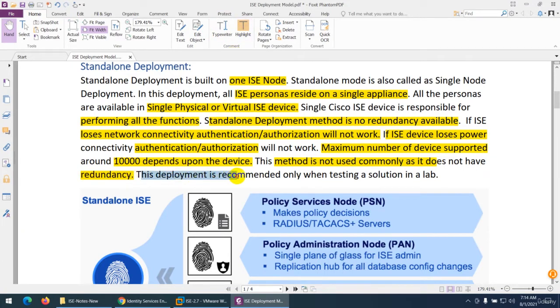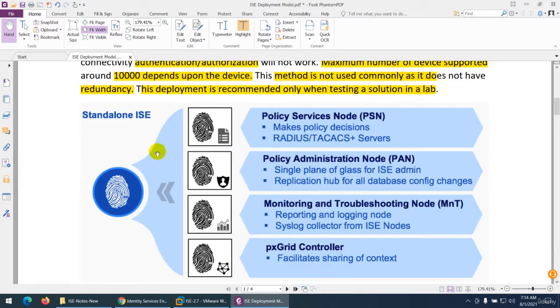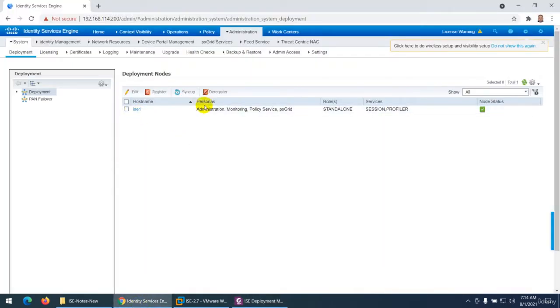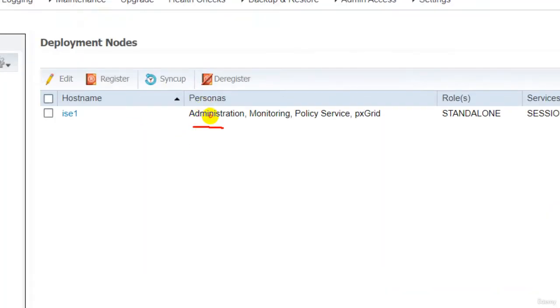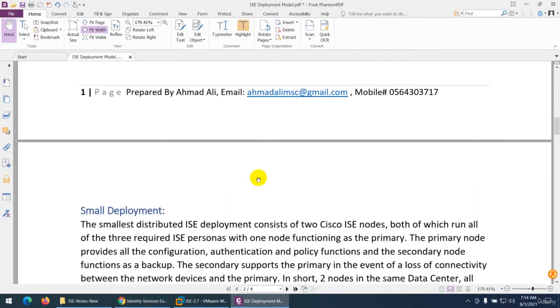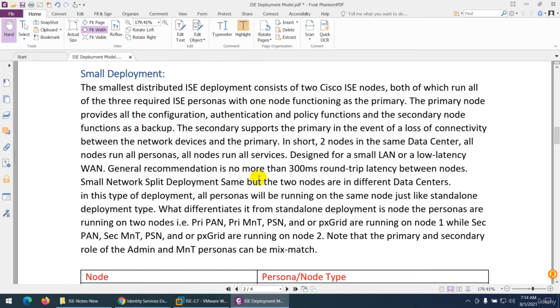This type of deployment we normally recommend only for testing, or in a lab, and obviously we normally use it in our lab. This is a standalone device which runs all four personas: PSN, PAN, MNT, and pxGrid. In our lab we have the same. So all four personas are running on this standalone device, which is called standalone. Okay, got it.